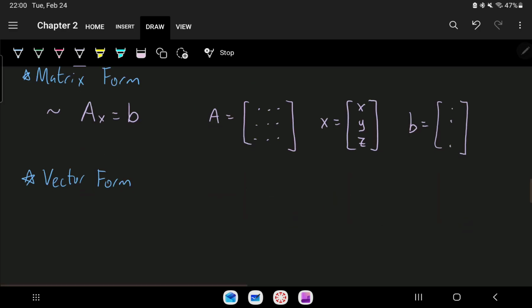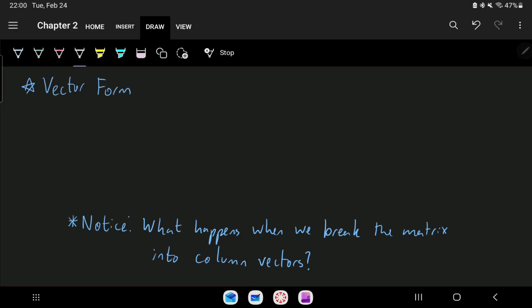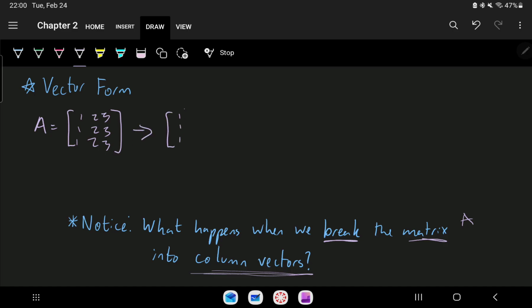In order to get to vector form, there's a question I want to pose. What happens when we break this matrix A up into column vectors? Basically, if A from above was 1, 2, 3, 1, 2, 3, 1, 2, 3, we can break that up into column vectors: 1, 1, 1, 2, 2, 2, 3, 3, 3. This is one column, this is one column, and this is one column. They all just get their own vector space, right?